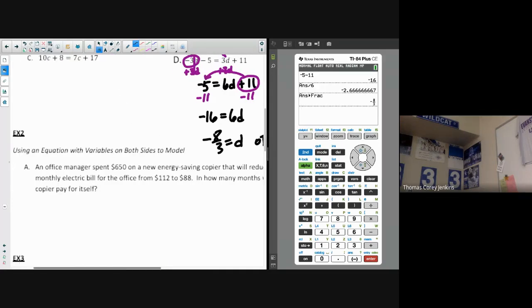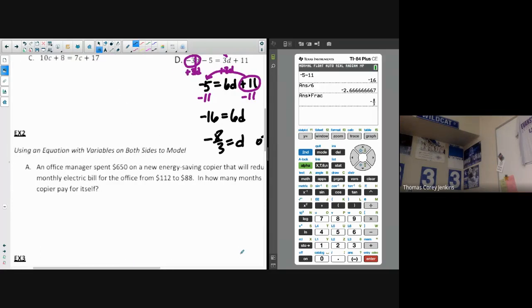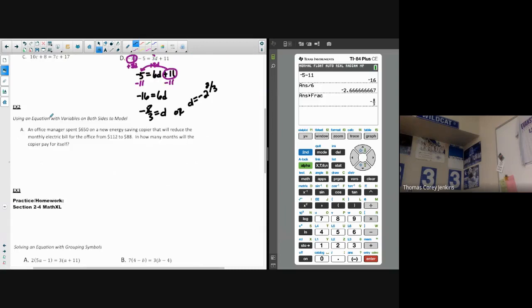All right, now the dreaded word problem. Let me make this a little bit smaller so it fits on the screen. It says an office manager spent $650 on a new energy-saving copier that will reduce the monthly electric bill from $112 to $88. So that's per month. And how many months will the copier pay for itself? Another way to ask this question is, when will we break even on our investment?